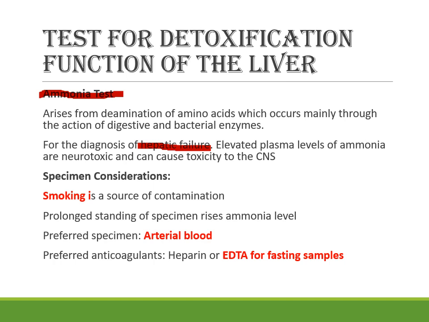Number one, when we want to test for ammonia, we have to make sure that the patient does not smoke for a couple of hours prior to testing, because smoking is the number one source of contamination. Then we also need to process the samples immediately. We have to avoid prolonged standing, and the preferred specimen for ammonia testing is arterial blood. The preferred anticoagulant is heparin, or you can actually use EDTA for fasting samples. So, EDTA.